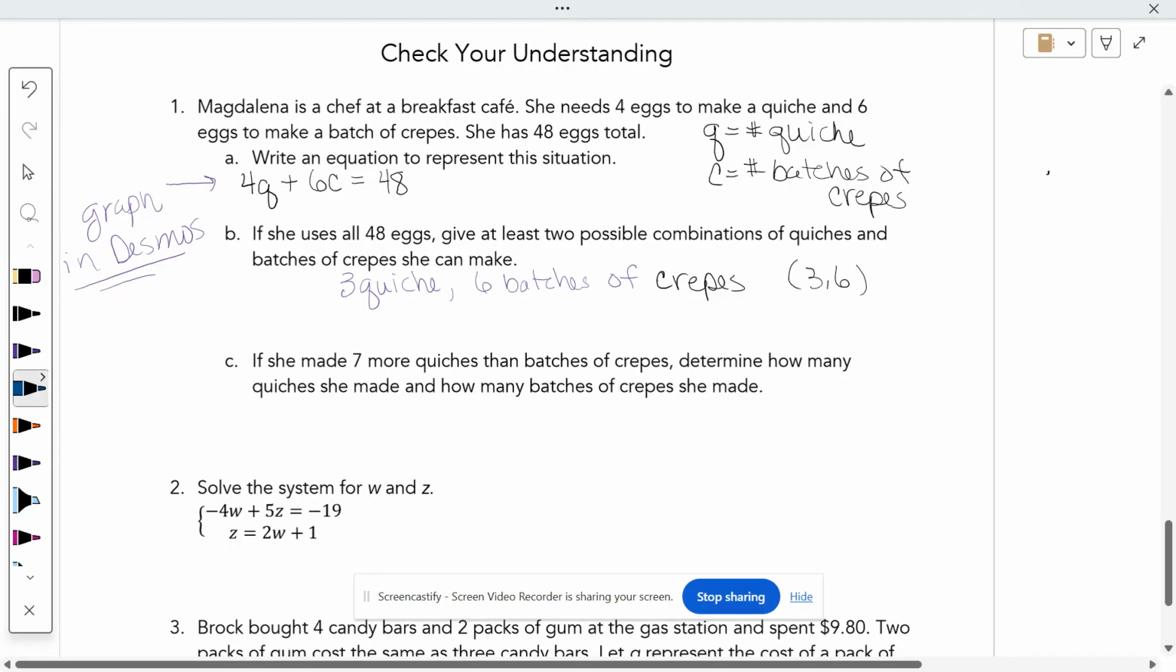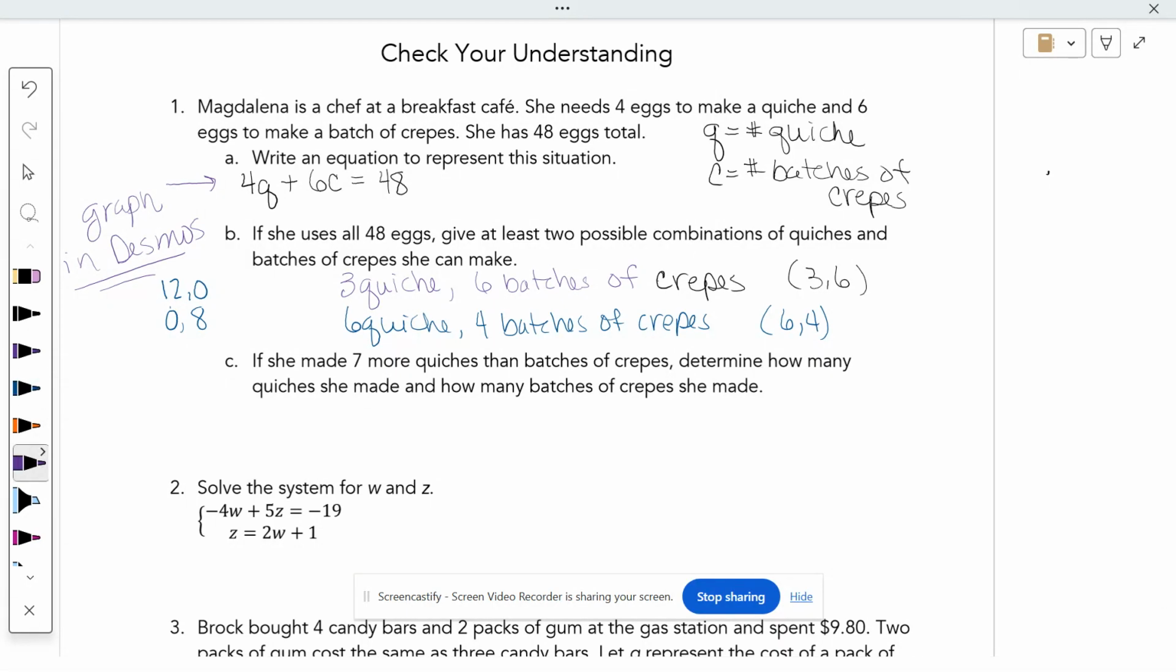I also picked out the ordered pair 6 quiche and 4 batches of crepes. So that's the ordered pair 6, 4. So again, any ordered pair on the line. You could have picked the ordered pair 12, 0: 12 quiche and no crepes. Or you could have picked the ordered pair 0, 8: 0 quiche and 8 batches of crepes. Any ordered pair that lies along that line.